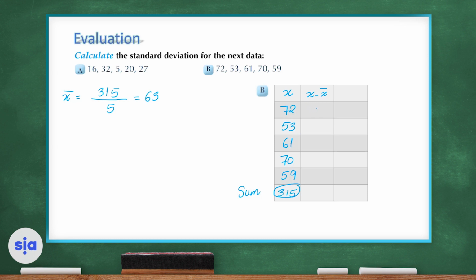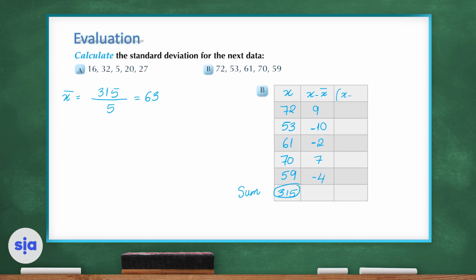72 minus 63 is 9. 53 minus 63 is negative 10. 61 minus 63 is negative 2. 70 minus 63 is 7. 59 minus 63 is negative 4.